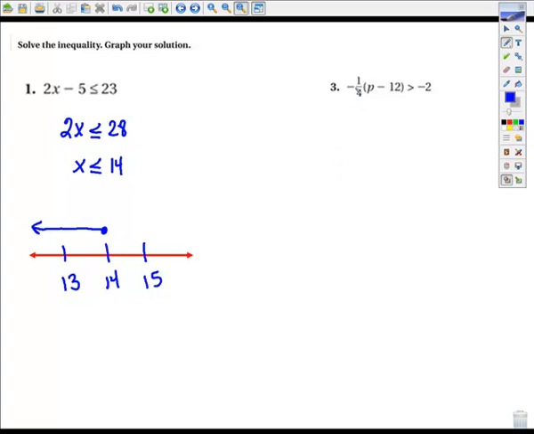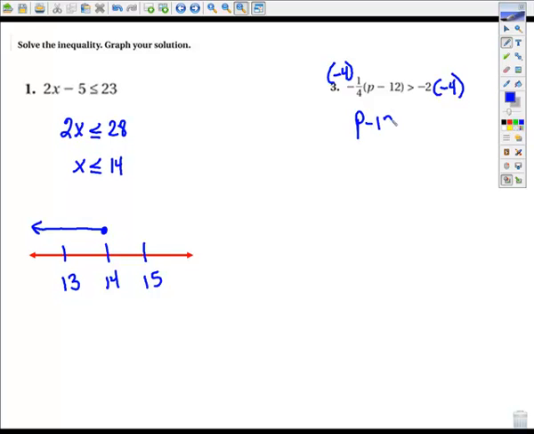Up here, negative 1/4 times the quantity p minus 12 is greater than negative 2. So initially it looks like we're going to shade it to the right, but let's wait until we're done with the problem. To solve this, I'm going to multiply by the reciprocal on both sides. The reciprocal happens to be a negative 4.